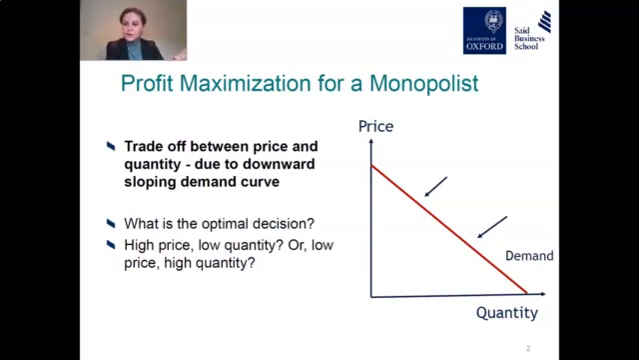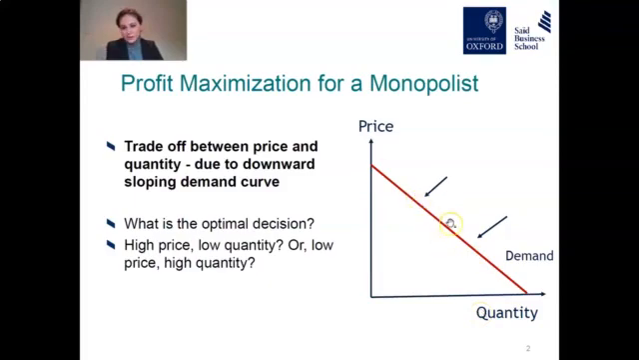And these two decisions are related, because they both depend on the demand function. So there's a trade-off between price and quantity, and this is because of the shape of the demand function. Remember, the demand function is downward sloping, and because of that, the monopolist cannot increase its price and quantities at the same time. Put simply, the monopolist can do a high price and a low quantity. I can charge a high price, but sell in low amounts. Or I can lower the price substantially.